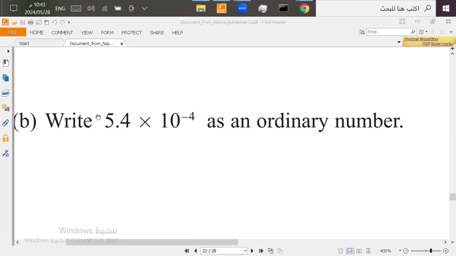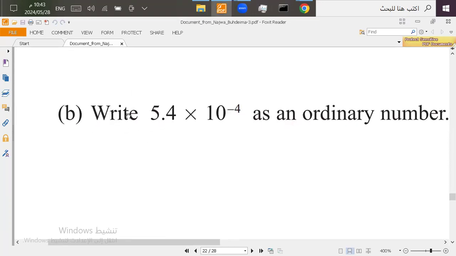Next question, write this as ordinary. You can write this in the calculator. It will give you an ordinary number. Now, if you want to understand the idea, this negative power will move the decimal point to this side. It will make the number smaller. It means, let's write it here, 5.4. Now, let's move the decimal point, and then I'll explain the idea.